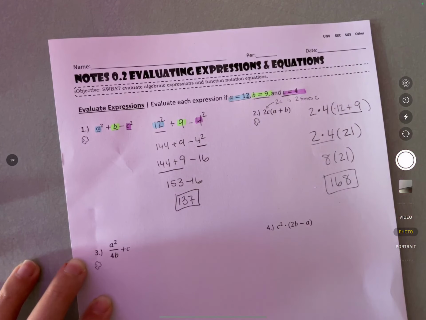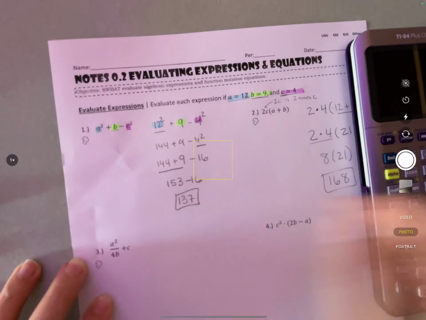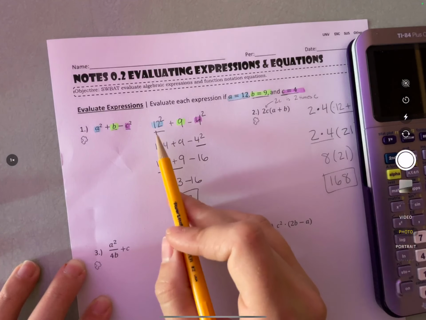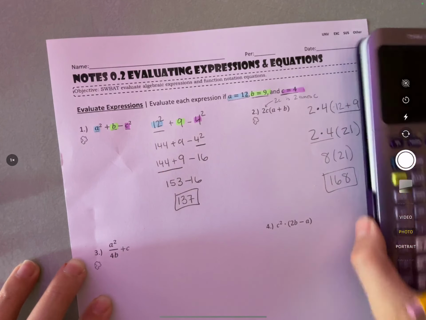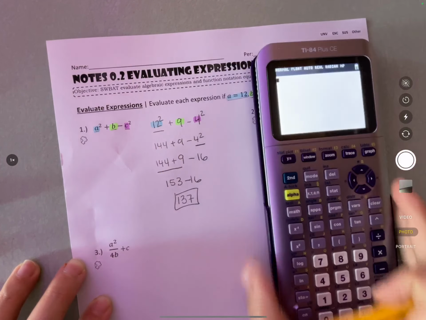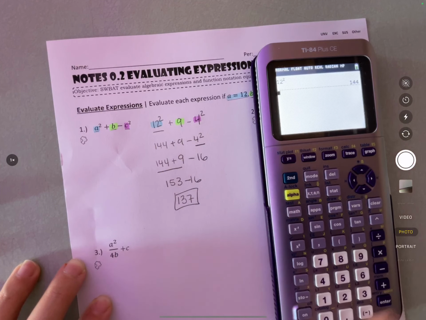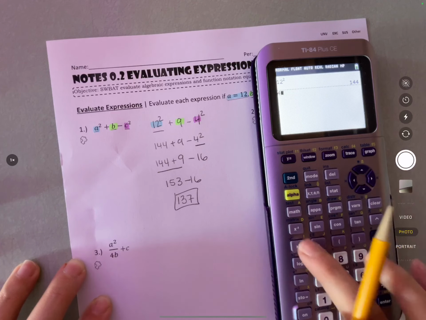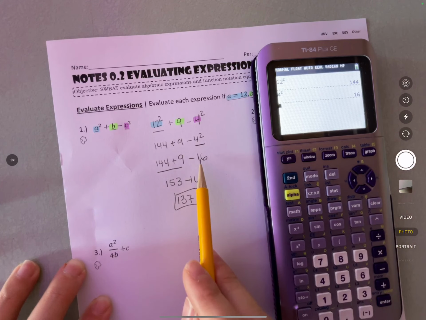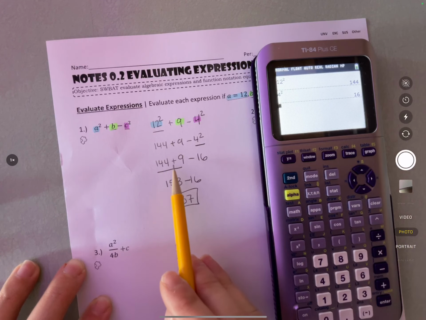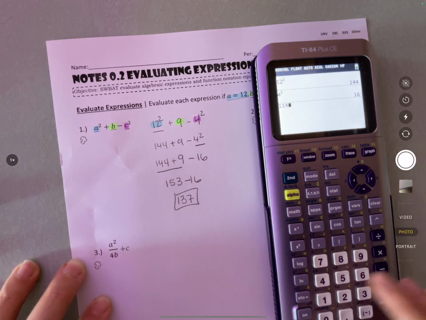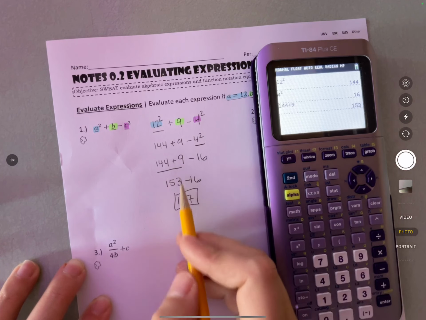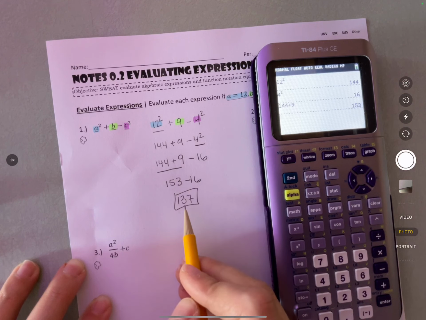The next thing I did was I first found 12 squared. So in my calculator, I did 12 squared, and there's 144. Then we did 4 squared, so I do 4 squared. That's how I got 16. Then I have 144 plus 9, and I got 153, and then 153 minus 16, we get 137. So that's how I got my final answer.